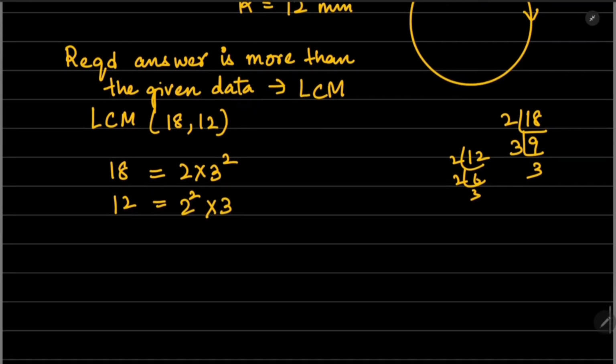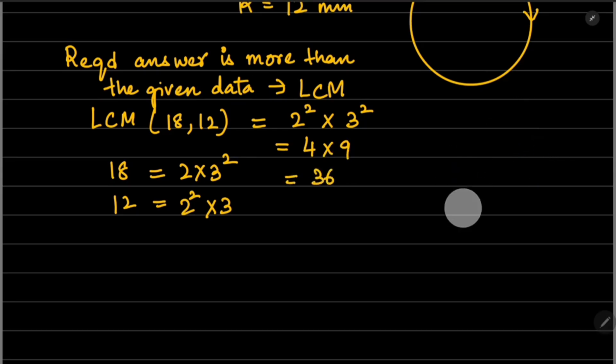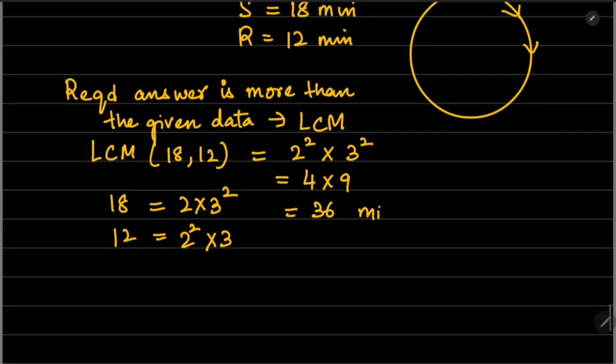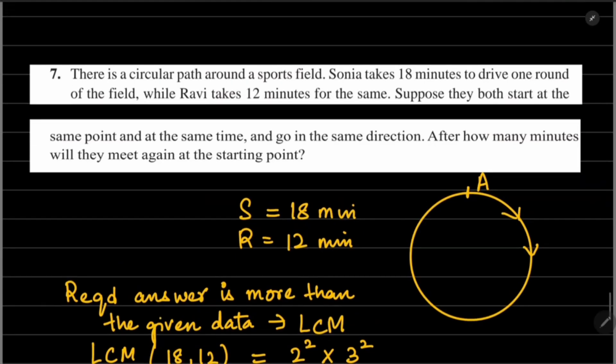So LCM is nothing but taking the highest power. The highest power of 2 is 2 square. The highest power of 3 is 3 square. So it's 4 multiplied by 9, which is 36. And you have to be very careful about the unit. What was the unit for 12 and 18? The unit was minutes, so here also you will have minutes. 36 minutes. So after 36 minutes, they will meet again.